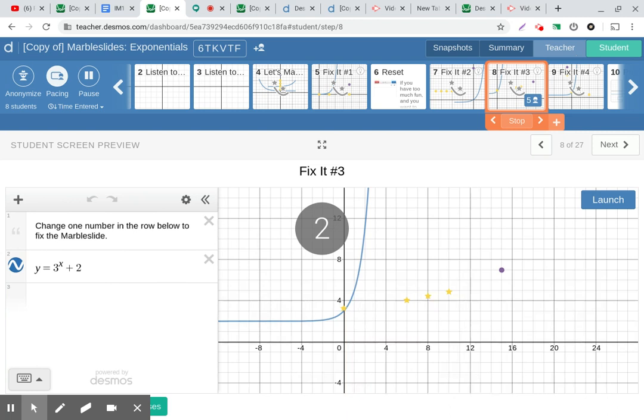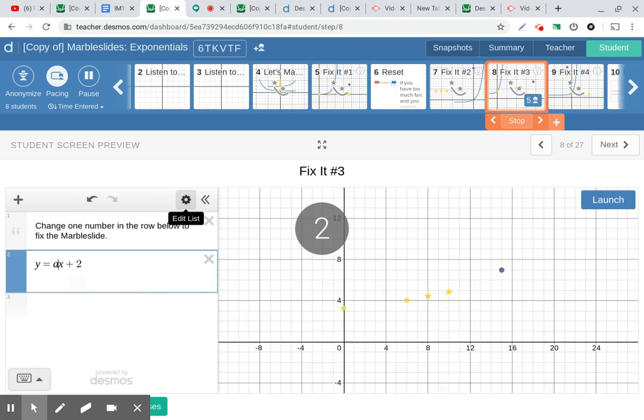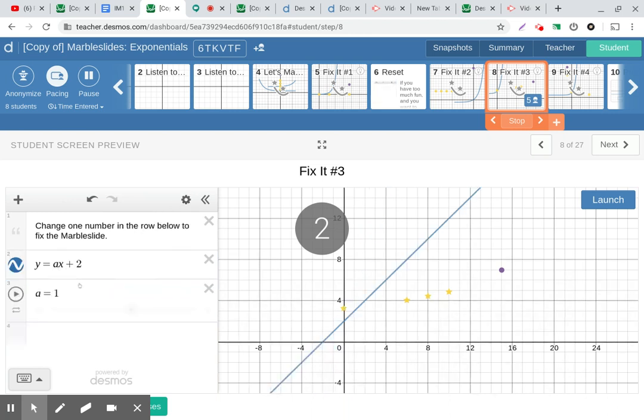Huh. Just change one number. All right, I'm gonna cheat a little. I'm gonna change a variable, and then I'm gonna see what it does.